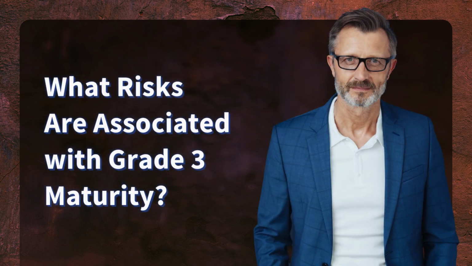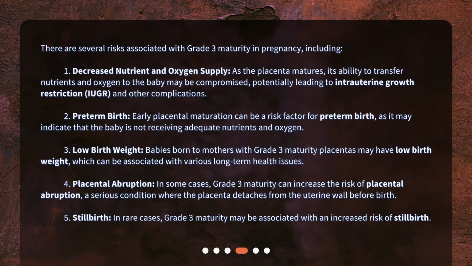What risks are associated with grade 3 maturity? There are several risks associated with grade 3 maturity in pregnancy, including: 1. Decreased nutrient and oxygen supply. As the placenta matures, its ability to transfer nutrients and oxygen to the baby may be compromised, potentially leading to intrauterine growth restriction, IUGR, and other complications.